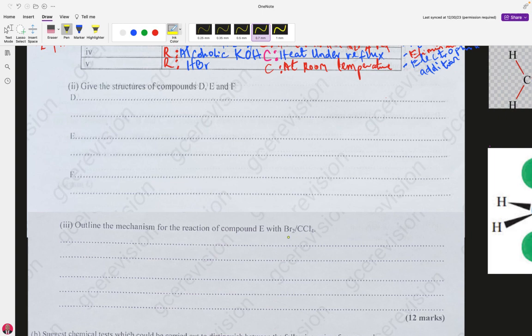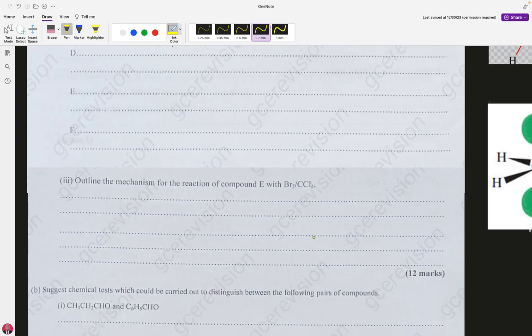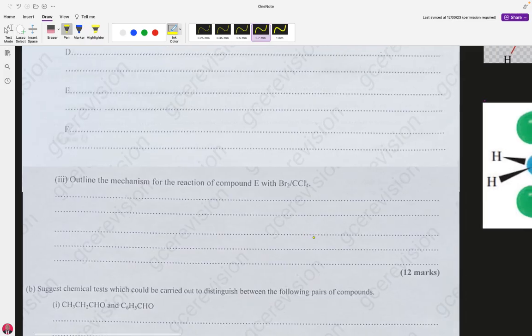That is bromine in tetrachloromethane. Okay, the mechanism, you have to outline. When they say outline, you are just listing the steps. It doesn't have to come with description. Just briefly, maybe like a sentence.